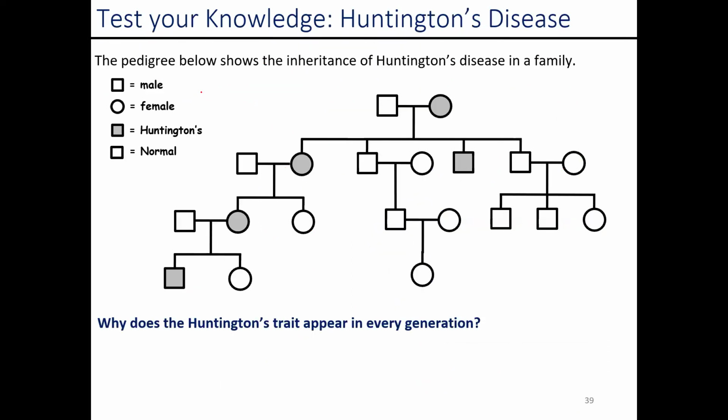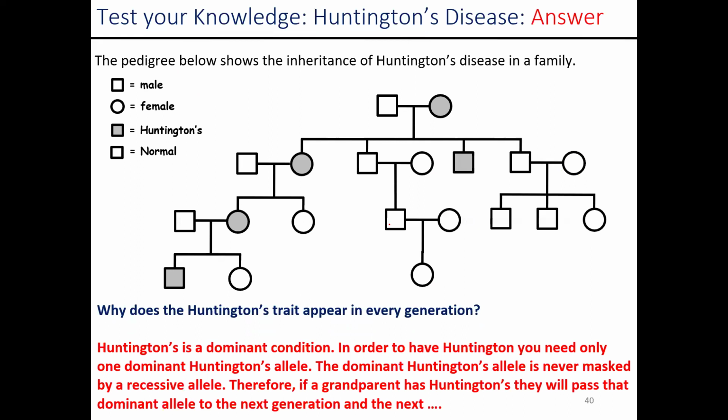All right, so let's go ahead and look at another one. The pedigree below shows the inheritance of Huntington's disease in a family. So why does the Huntington's trait appear in every generation? One of the big reasons is because it is a dominant trait. Again, because it's dominant, all you need is that one big H. It does not matter what the other one is, and you're going to end up with Huntington's disorder. The only way you cannot get it is two recessive.